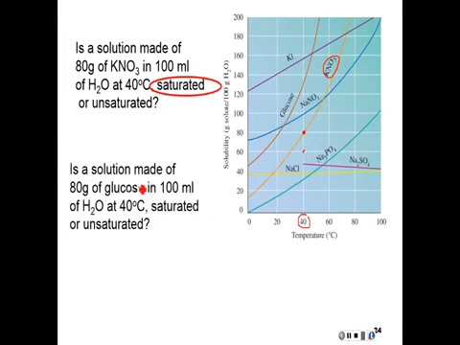Now let's check this one out. There's a solution made of 80 grams of glucose in 100 milliliters of water at 40 degrees, saturated or unsaturated? So let's find glucose. Here's glucose up here. Here we go, 40 degrees, and it would be right here. There's that dot. And if we look left, it's right about there. Looks like about 130 is how much you could dissolve altogether, and they only have 80 grams dissolved. So that means the solution would be unsaturated. And that's how you can read the graph. You'll see questions in the textbook where they'll give you the graph and ask you to answer questions just like this.